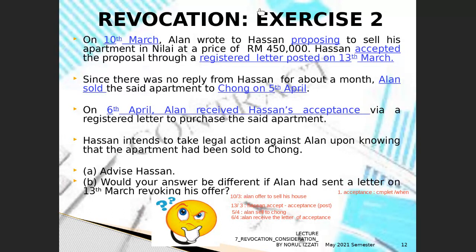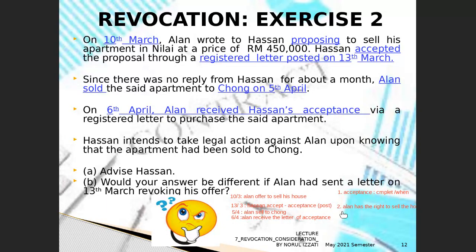Okay. And then the second issue is whether Alan has the right to sell the house to others. Okay, in this case, you can see that Alan did not make any revocation. He just assumed that the other party is not interested to buy. So in this case, you can write down whether Alan has the right to sell the house to another person.